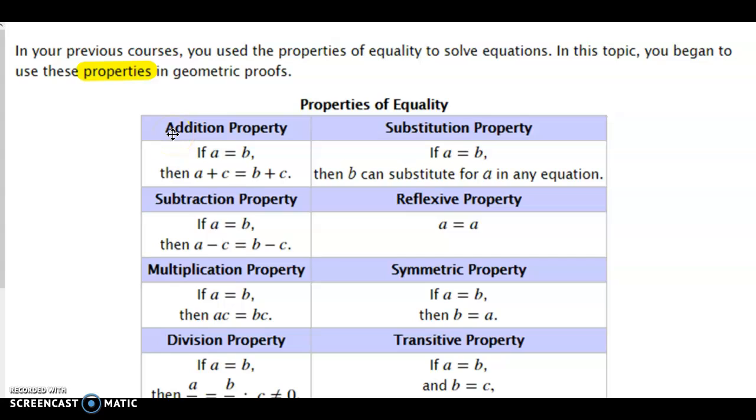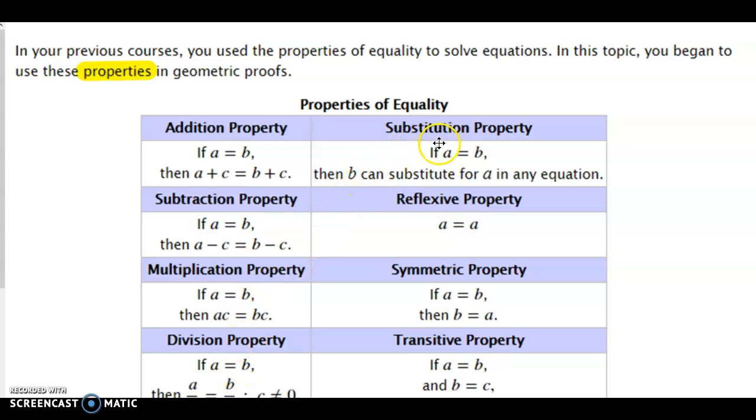We reviewed the properties of equality that you used in algebra. Remember, the addition, subtraction, multiplication, and division properties simply say that as long as you do the same thing to both sides of an equation, you're keeping the equality of the statement. If you add C to both sides, you're keeping the equality between A equaling B. If you subtract the same thing from both sides, multiply both sides by the same number, or divide both sides by the same number, you're maintaining equality.